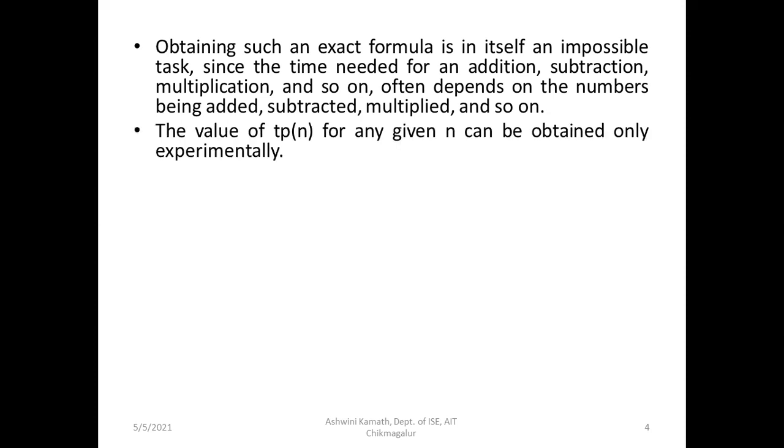Obtaining such an exact formula is itself an impossible task, because we will not be knowing the time taken for each operation. It is very difficult, almost impossible. The time needed for an addition, subtraction, multiplication and so on often depends on the numbers being added, subtracted, multiplied and so on, and the system which we are going to use also. The value of TP of n for any given n can be obtained only experimentally.